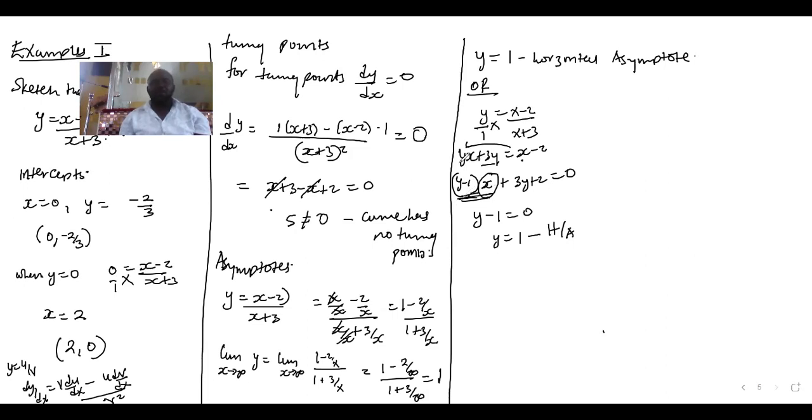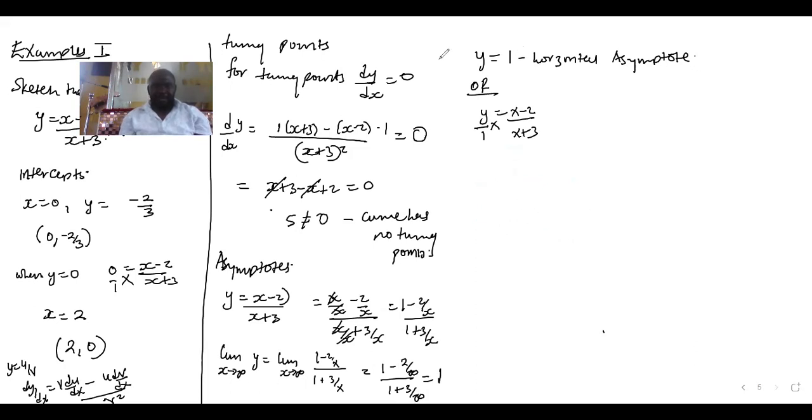You have yx, not so? Are you seeing yx? Move the x on the right-hand side to yx. What does it become? yx minus x, not so? Yes. Factorize. Are we together? Okay, let me come again.